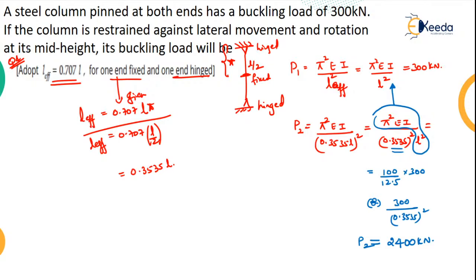So this is your buckling load. So answer: the buckling load when the lateral movement and rotations at the mid height of the column is restricted will be equal to 2400 kilo Newton. Okay, I hope it is clear.